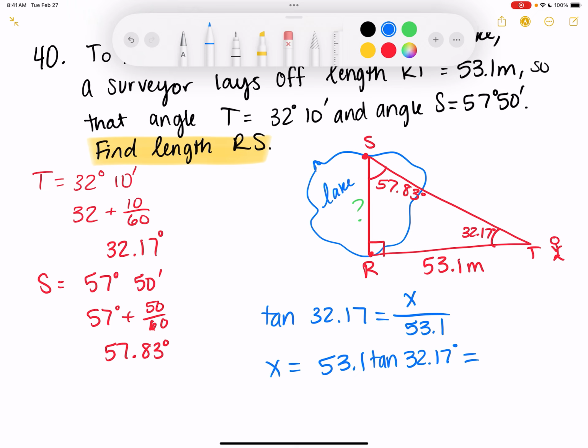33.4. Huh? 33.4. Sounds about right. Hey, look, solved a word problem. Wow, first one.